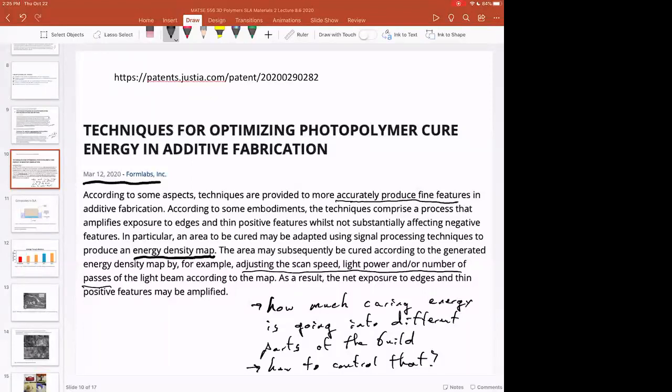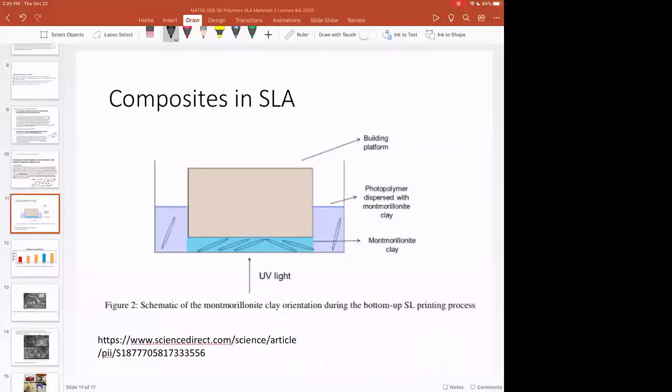And so one of the things that we've just touched on briefly, and I've shown you examples of this, is this class is called polymer and composite additive manufacturing. So how do you do composites in SLA? Because of course, you need a liquid and it needs to transition to a solid very quickly.